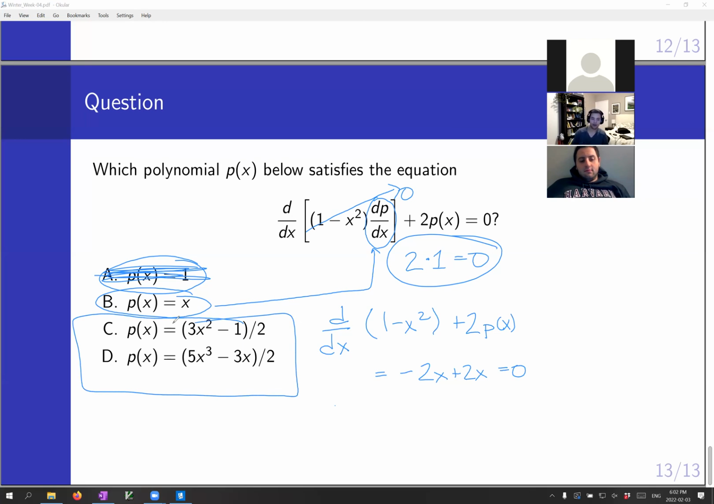You might ask, where do these come in? If you change some of the numbers, like this 2 here and this 2 here, to 3, I'm pretty sure that C is correct. And if we change them to 4, I'm pretty sure D is correct. Yeah, dp dx is just the derivative of whichever of these functions you're playing with, right? So for B, the derivative of P of X is 1.